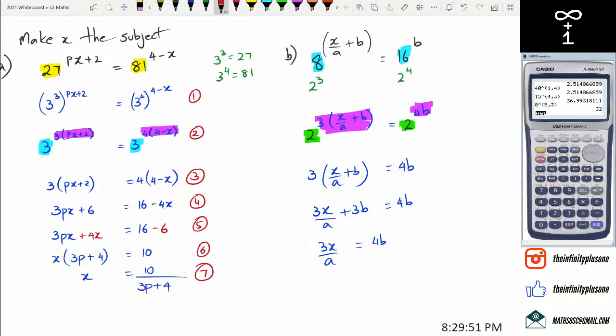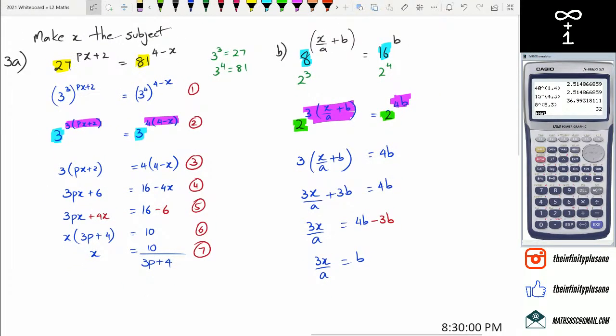You just write that in a different color. So we've got 3x over a equals b, which means I can now get rid of that a, bring it across. I'll do one more step there. There we go. 3x equals ab, and then x is equal to ab over 3.